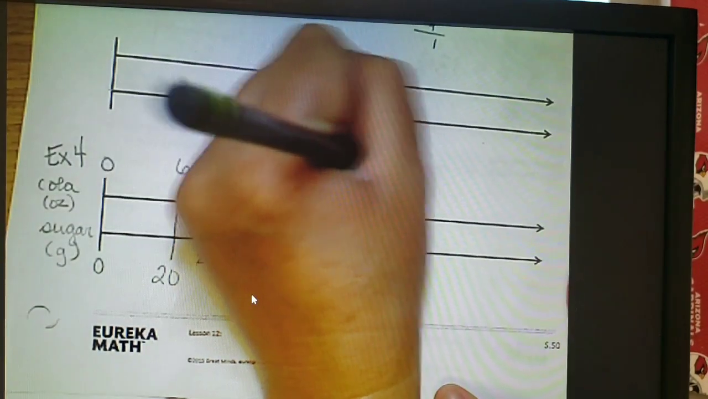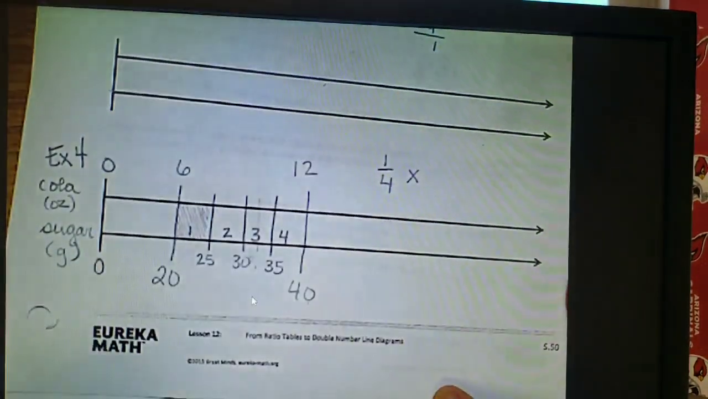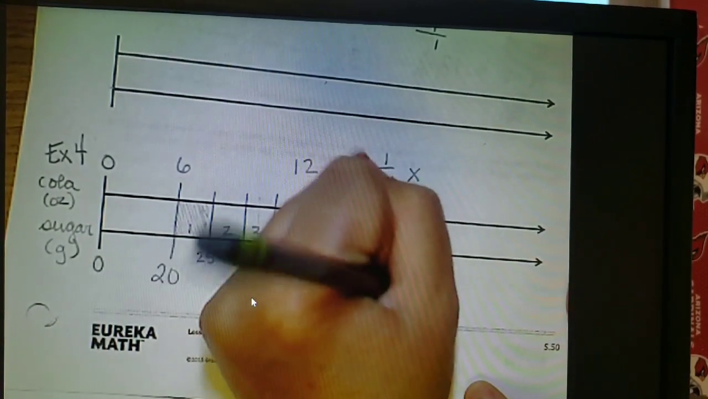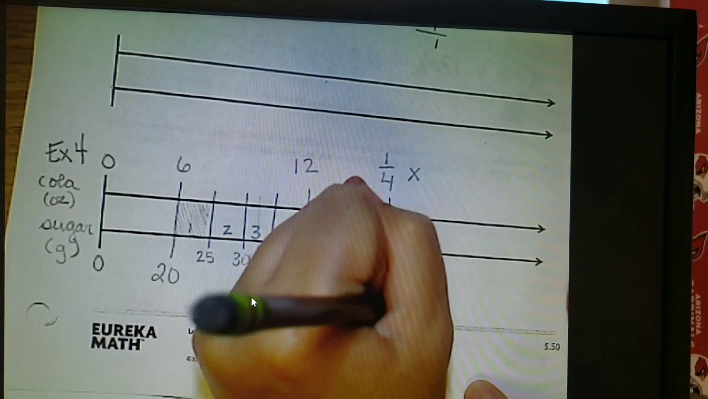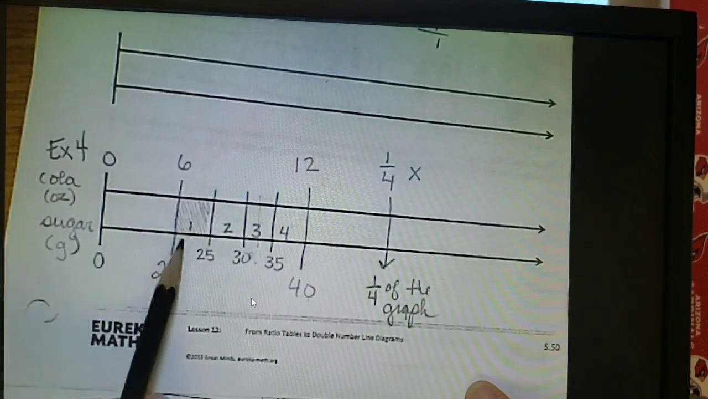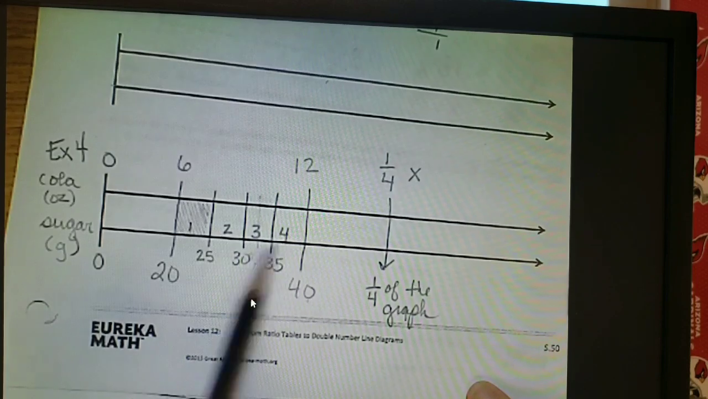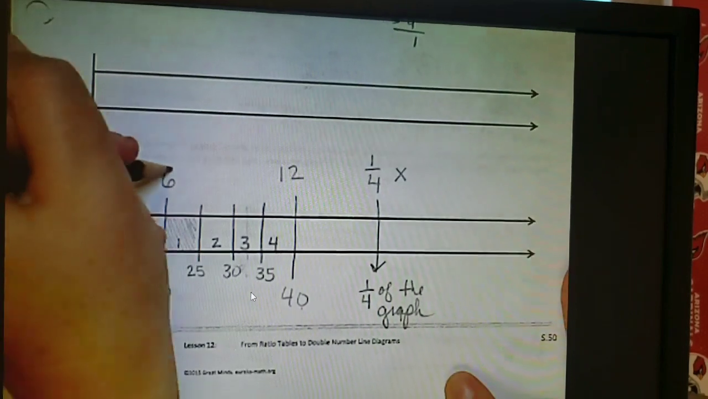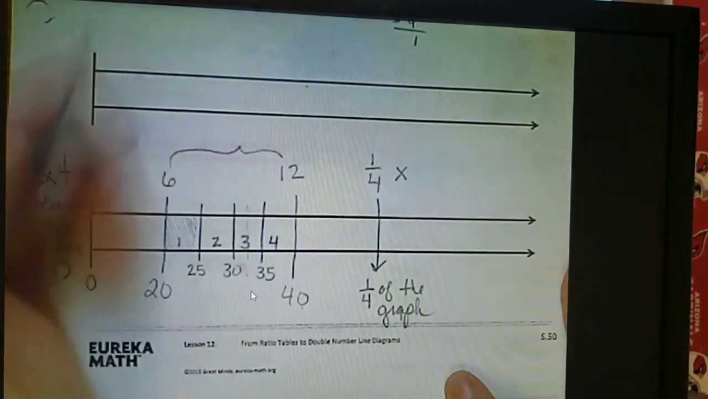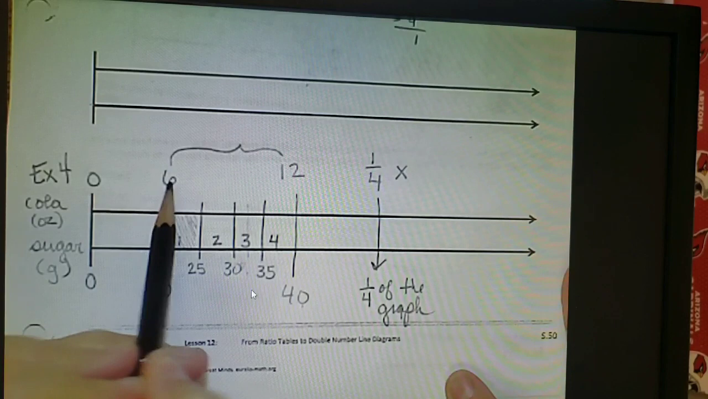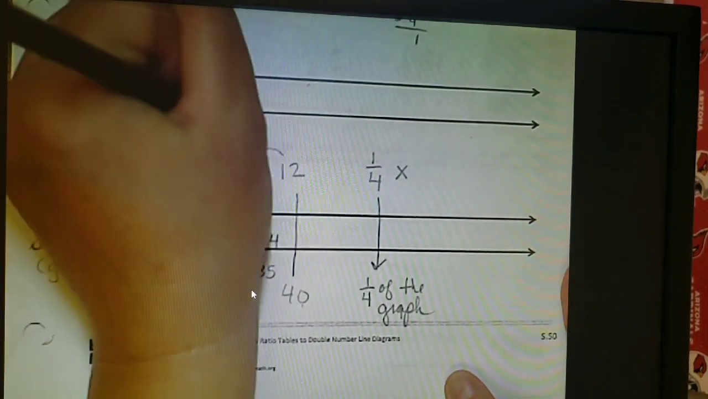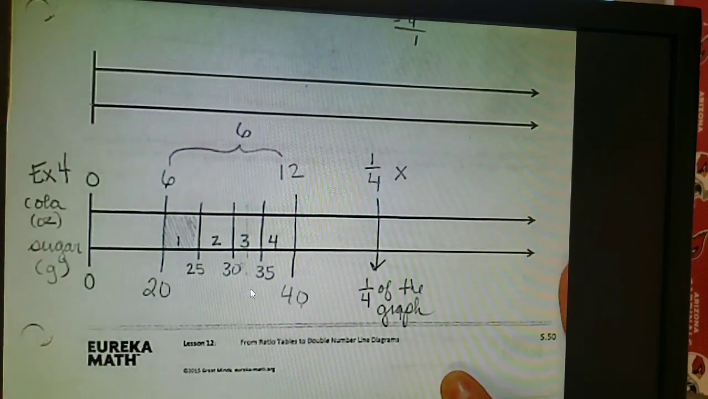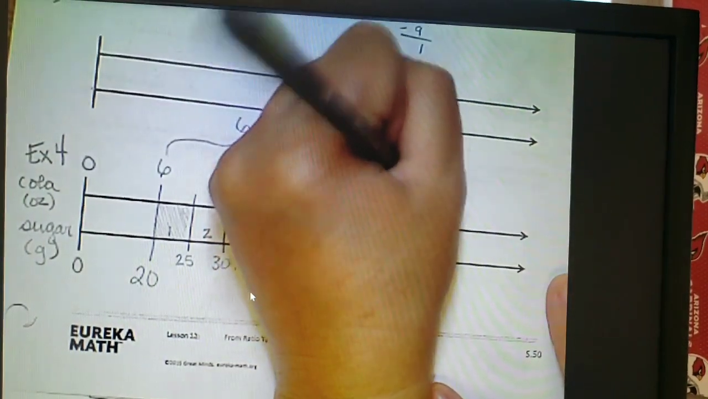So we're going to have 1/4 times something. This 1/4 is 1/4 of the graph, and that's coming from here. There's 1 section out of 4 that are shaded in. Now we need to figure out what we're going to multiply it by. Well, it's based off of this number. So how many ounces are between 6 and 12? There are 6 ounces between 6 and 12. So we're going to multiply it times 6.